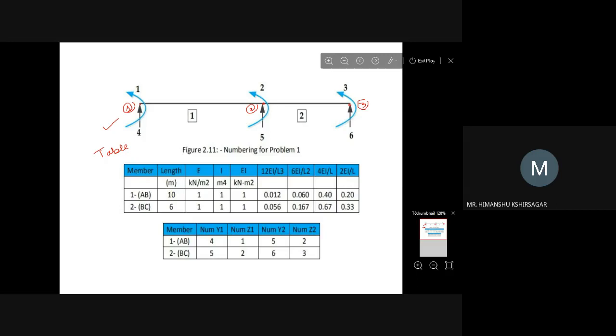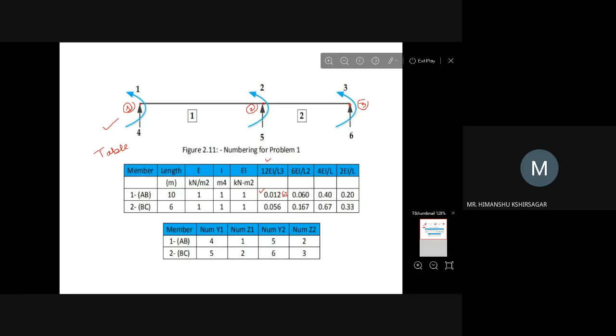Okay, so the first coefficient is 12 EI by L cube, for member AB. So 12 into EI divided by L cube. L is 10. So 12 by 10 cube, you will get the value 0.012. If I consider EI as constant, you write down this value in terms of EI. So it is 0.012 EI.